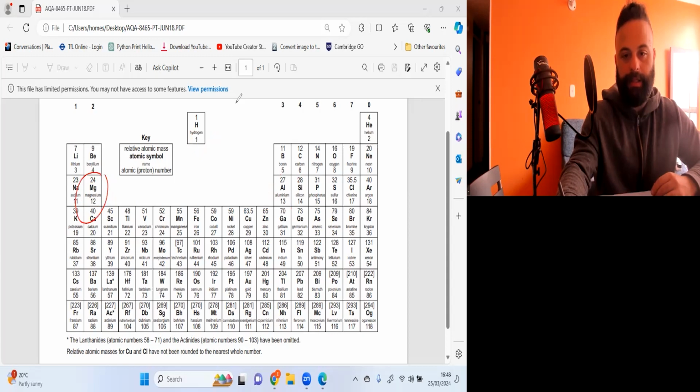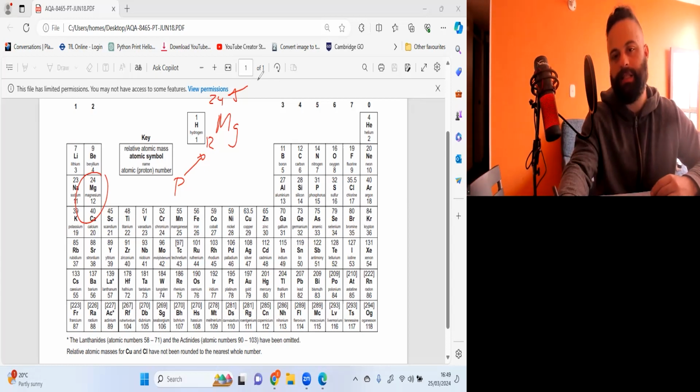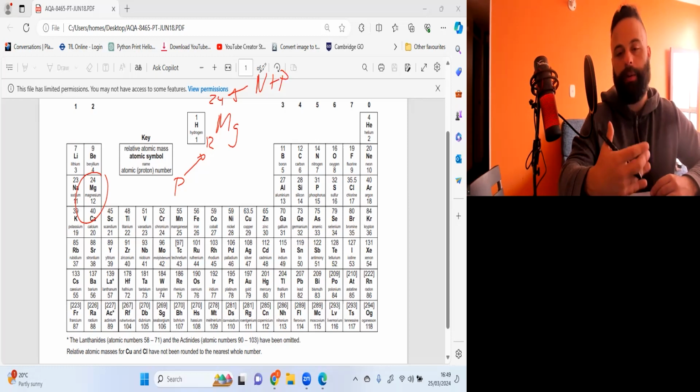Now, if I take the magnesium over here, it has 12 protons at the bottom. The mass number is 24. So all I need to do is just say that this is the number of neutrons plus protons. Now, in the next video, I'm going to explain how to find out the neutron and proton numbers and all of this.